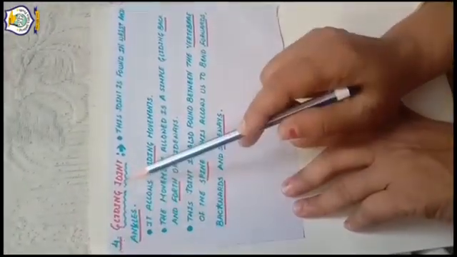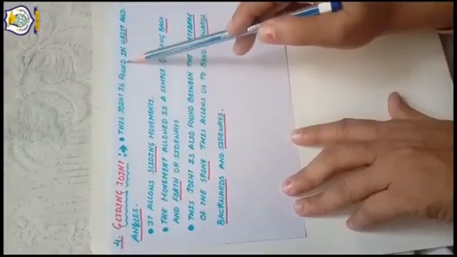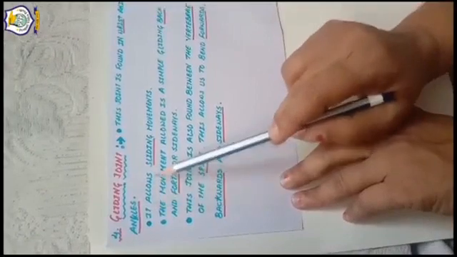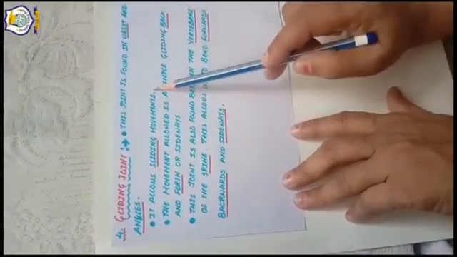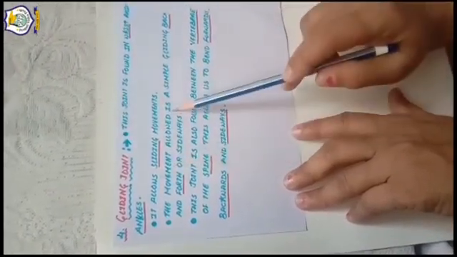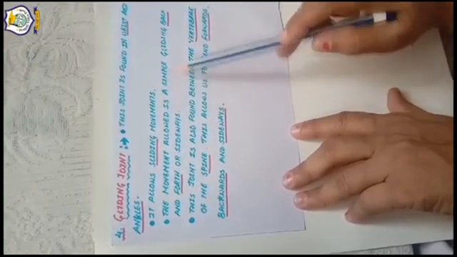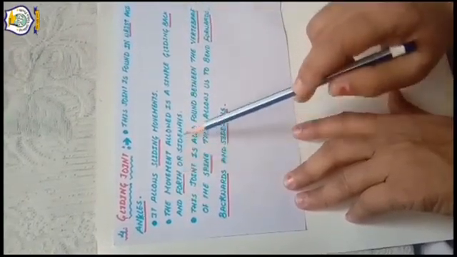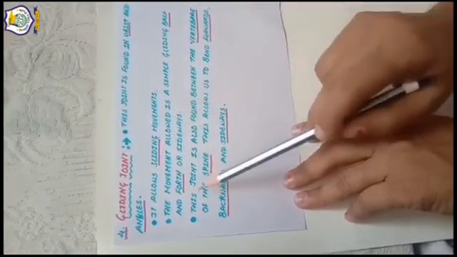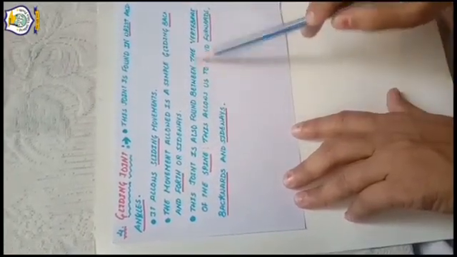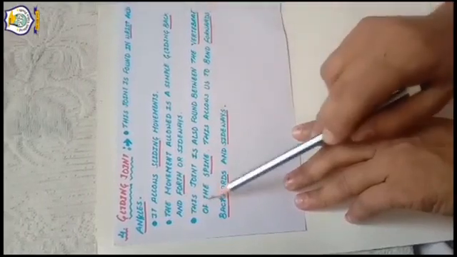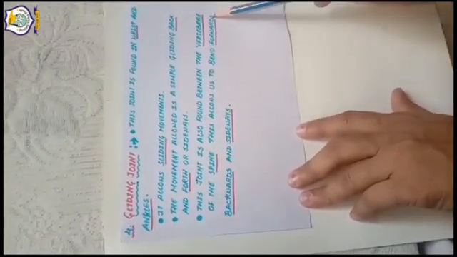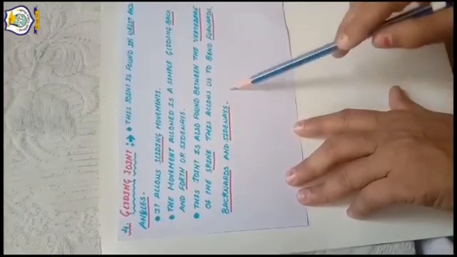Fourth, gliding joint. This joint is found in wrist and ankles. It allows sliding movement. The movement allowed is a simple gliding back and forth or sideways. This joint is also found between the vertebrae of the spine. This allows us to bend forward, backward and sideways.